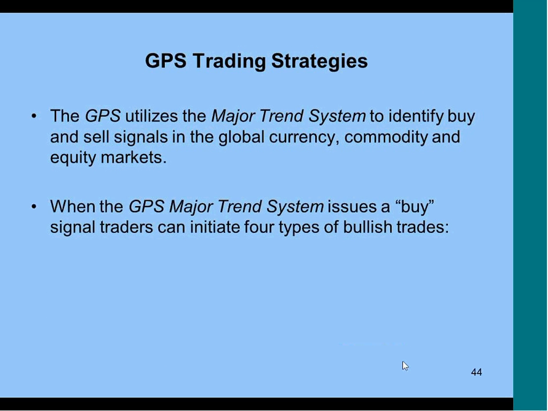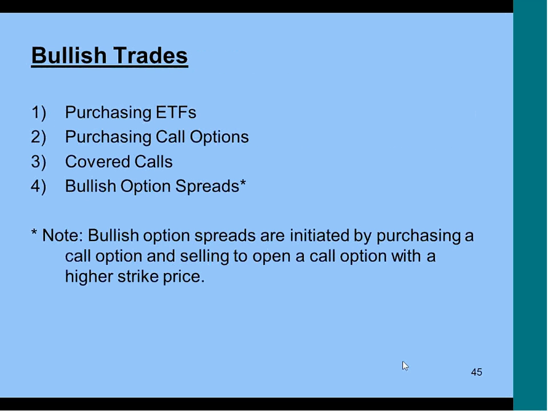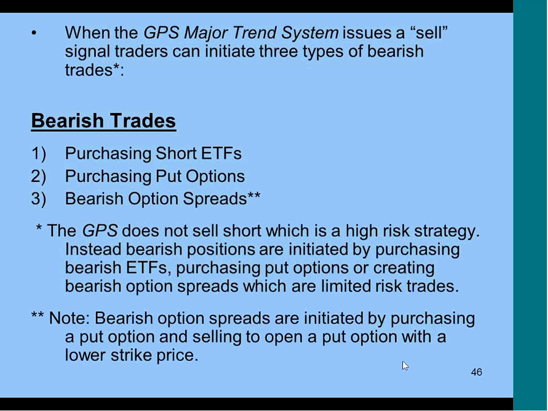So once we identify ETFs that are in a buy mode, there's 4 different types of trades we can take. We can purchase the ETF, purchase call options on the ETF. We can do covered calls and bullish option spreads. And if the major trend system is on a sell signal, we can purchase short ETFs, and I'll show you some examples of that here shortly. We can purchase put options, and we can also do bearish option spreads.